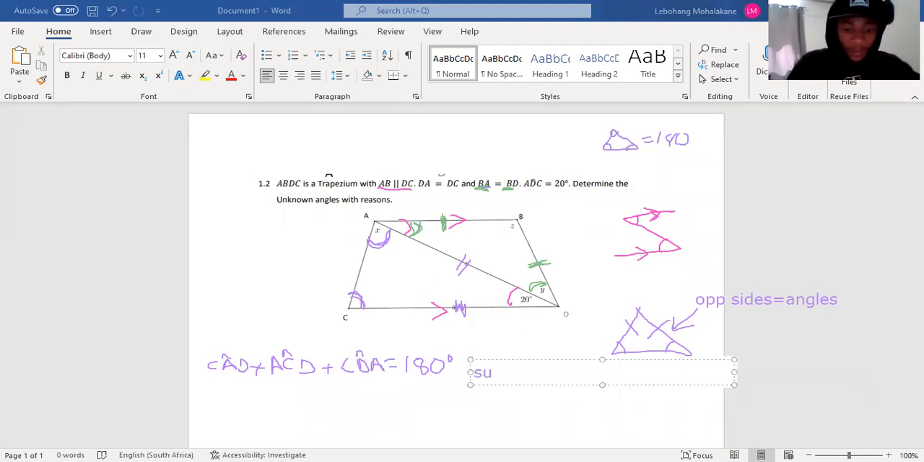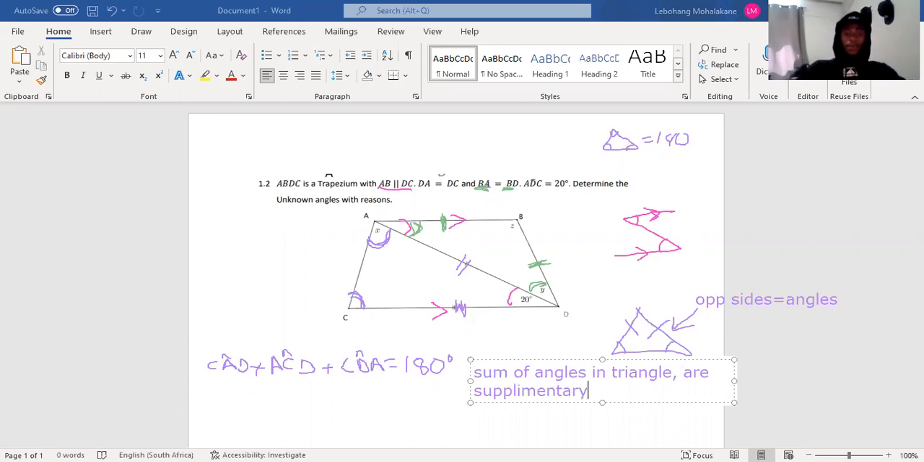These are some of the angles in a triangle. They are supplementary. So write the reason. Now that we have all the angles, but there's a catch here.